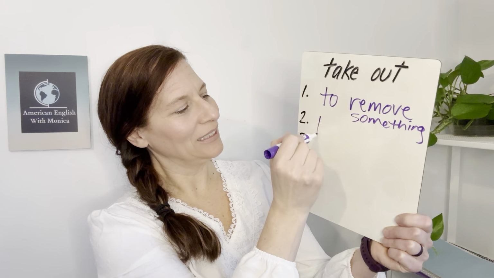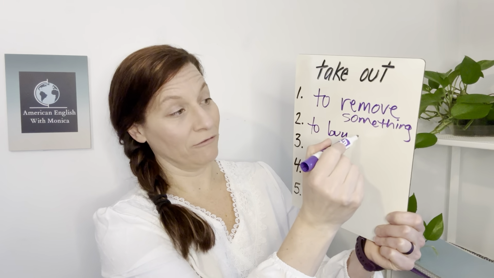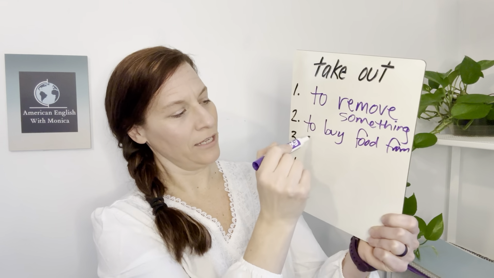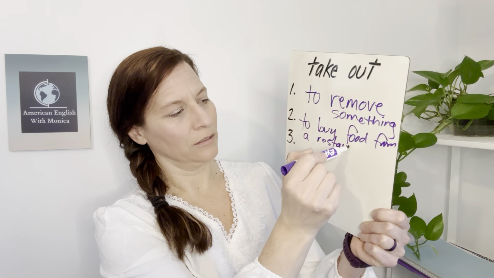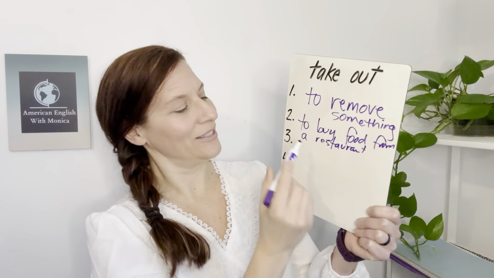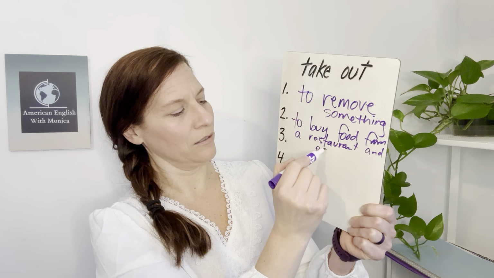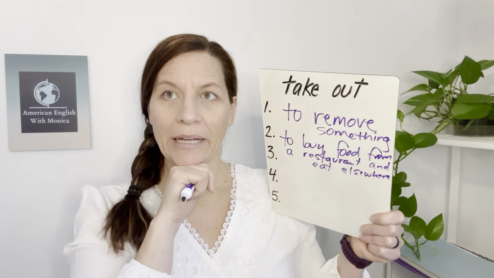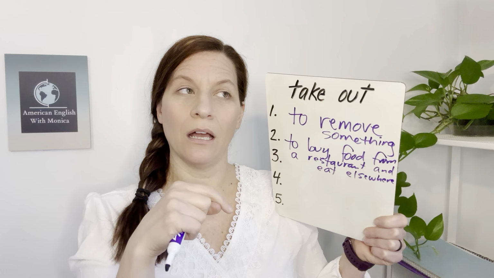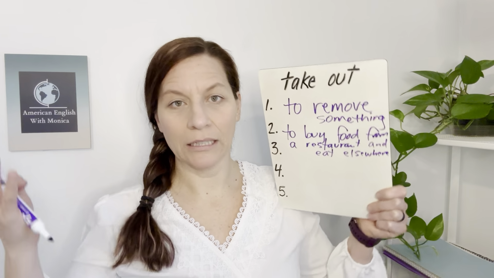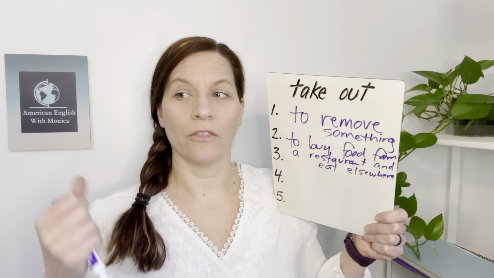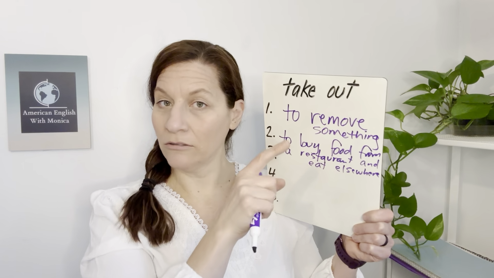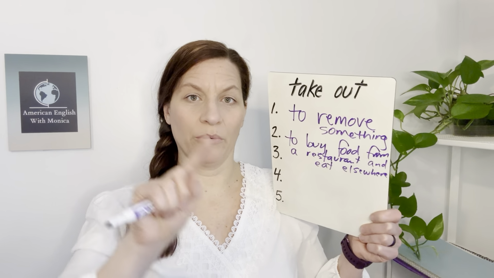But to buy restaurant food, food from a restaurant, and take it somewhere else, and eat elsewhere. That's a long definition. But sometimes this is good to know. If you're in a restaurant, I'm going to use America as an example. If you order food on the phone or at the counter, they might say, is it for takeout? And you need to know that means you want to bring it elsewhere.